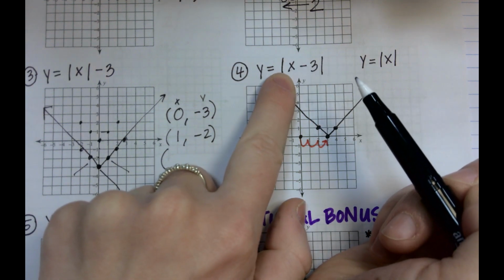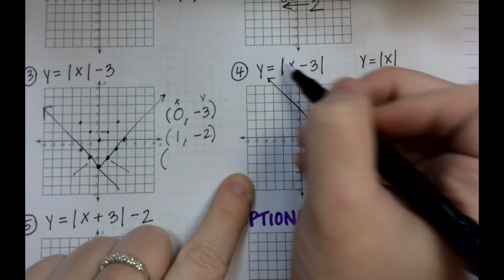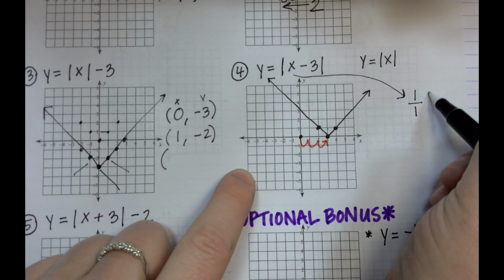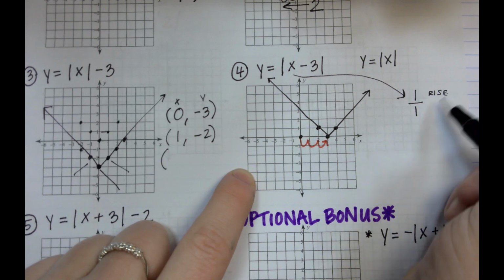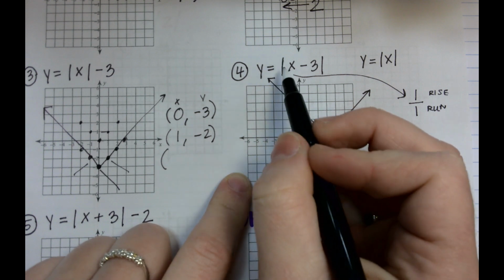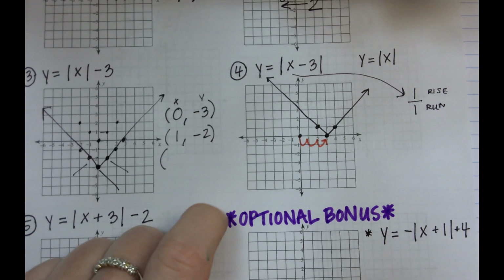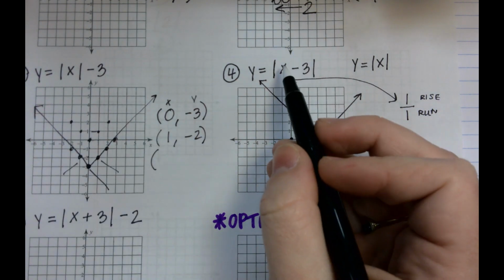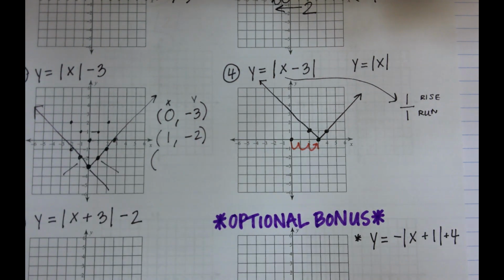Our slope is 1. So 1 over 1, our rise is 1, our run is 1. That's why we're always going up 1 over 1, because our slope is 1. The only time that we won't go up 1 over 1 is if there's a number next to x, and we're not messing with that today.